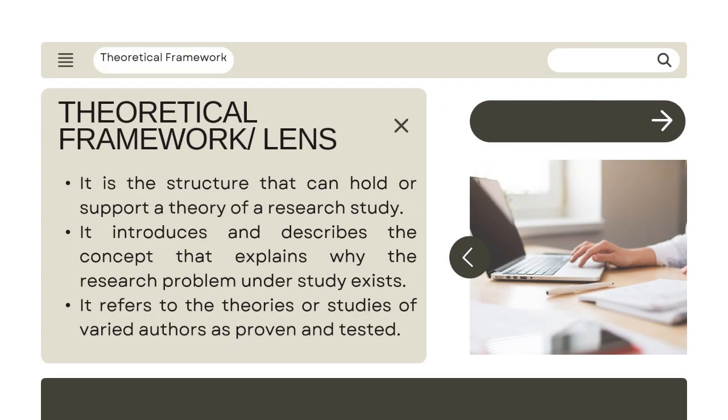Now let's proceed to the second part of your chapter 2. After you put all the related studies, we have to also include the theoretical framework or lens. It is the structure that can hold or support a theory of a research study. It introduces and describes the concept that explains why the research problem under study exists. It refers to the theories or studies of varied authors as proven and tested.